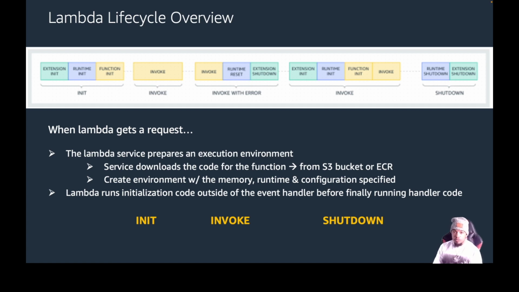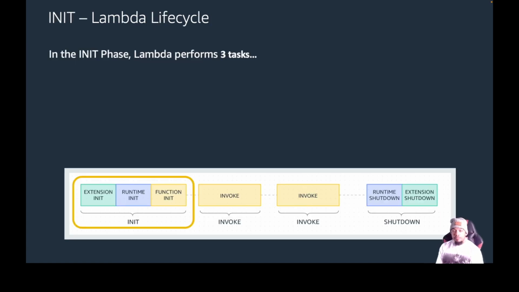So let's dive into the init phase. In the init phase, Lambda will perform 3 different tasks. The first task is that it will start all extensions, and this is the extension init. There are 2 types of extensions: internal extensions and external extensions. The internal extensions run in the function runtime, and external extensions sit outside the function runtime while within the execution environment. Extensions were created to give customers the ability to deeply integrate with the Lambda service.